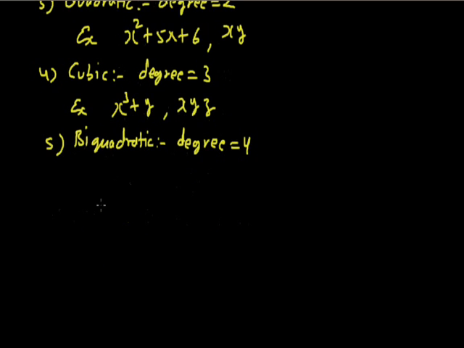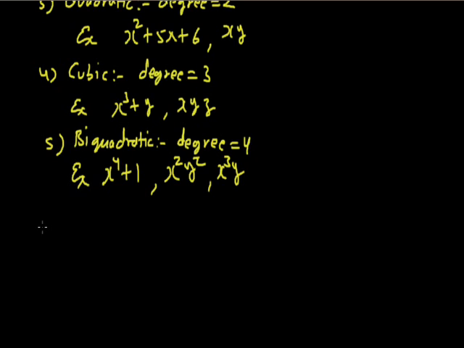For example, x raised to the power 4 plus 1, or you can say x square y square, or you can say x cube y. So these are the examples of biquadratic which is having degree 4. Here x square y square, 2 plus 2 we get 4. Here x cube y, 3 plus 1 we get 4. It is simply x raised to the 4, that is 4. So these are the classification of the polynomial according to degree.